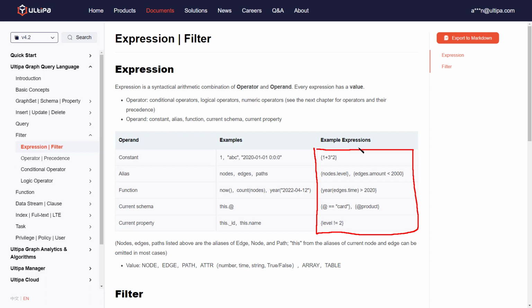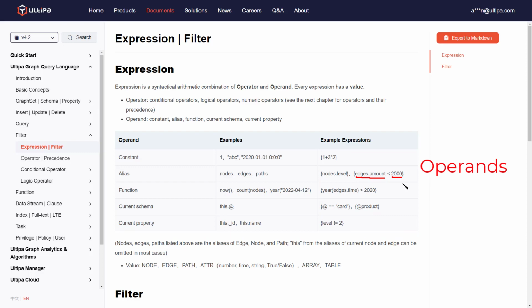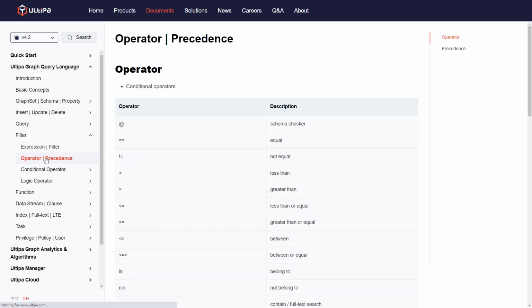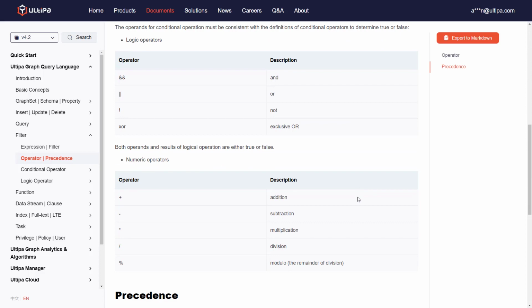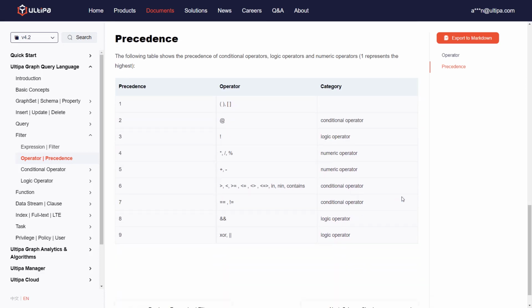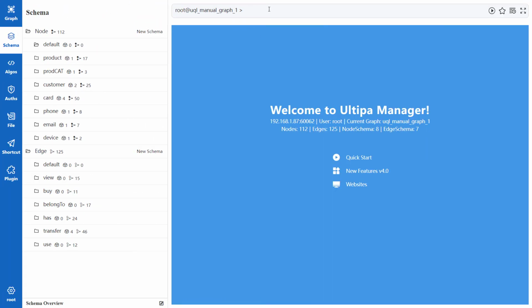It's usually composed of operators and operands. Most of the operators and their precedence follow the mainstream programming languages. Let's try it out. The expression in this node filter invokes an operand that calls the schema name of the current metadata. This expression reads as: the schema of the current node equals card.